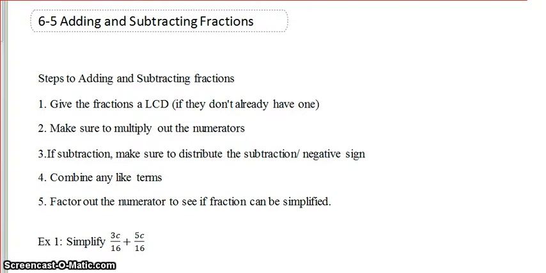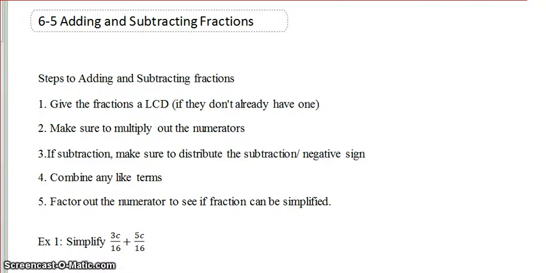So you're going to look at the denominator. If they're the same, then you're good. If they're not, then you're going to have to find the LCD. Now, make sure to multiply out the numerator. So that means you're going to basically do the opposite of factoring out for the numerators. And then if it's subtraction, make sure to distribute the subtraction or negative signs. You have to be very careful with that. It needs to be distributed.